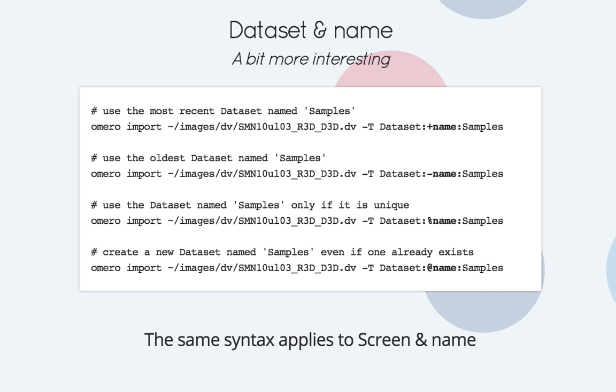So this can then simply be added to the discriminator. We just add the small qualifying character of plus, minus, %, or @ to the front of name to specify whether we want the most recent dataset called samples, the oldest one called samples, only import into a unique one, or create samples even if it does already exist. In the top three, the dataset would be created if it doesn't exist, regardless, because obviously there is no newest, oldest, or unique in that case. And again, the same syntax applies to screen and name.